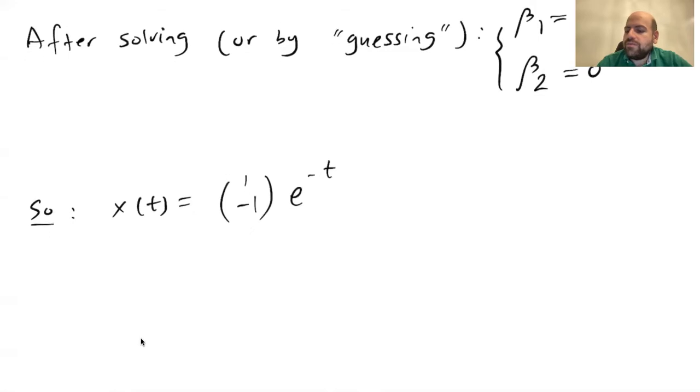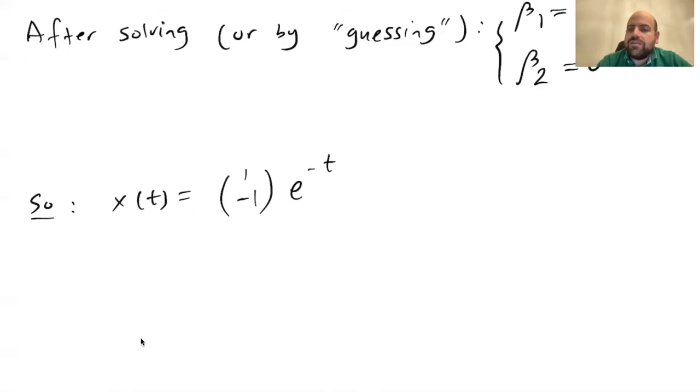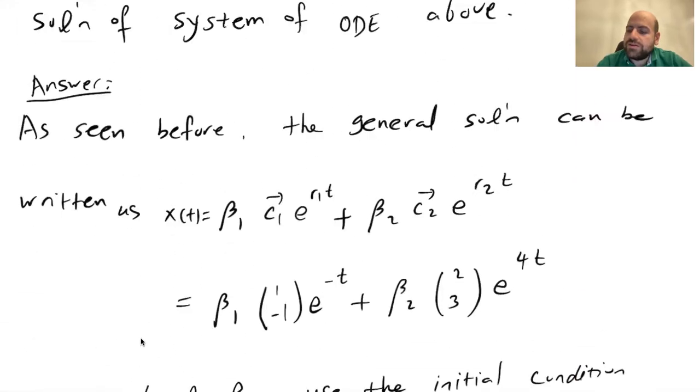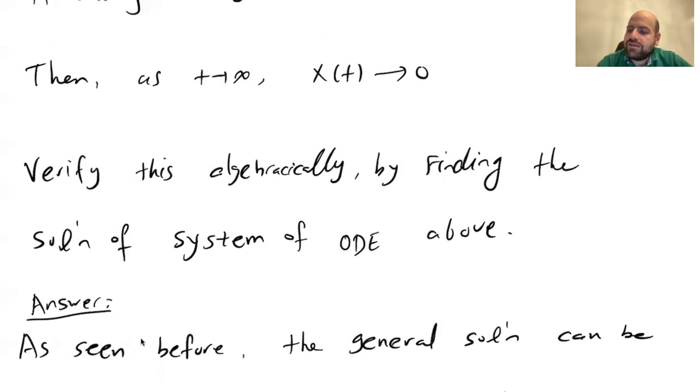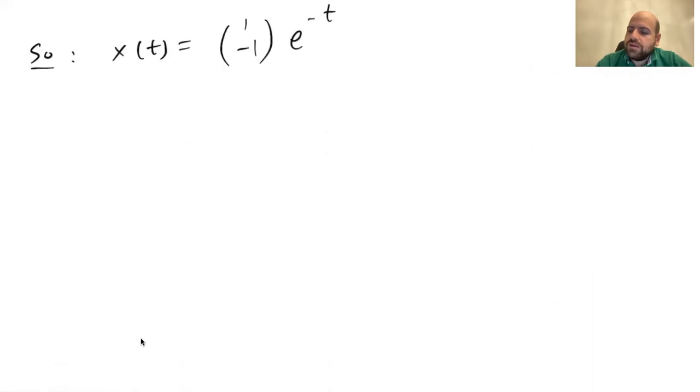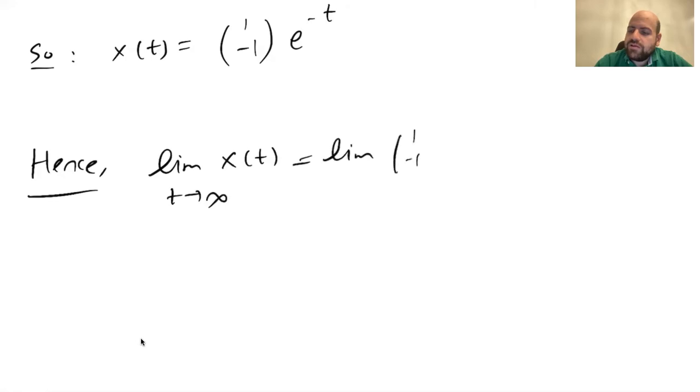And then once I have x of t, I can find the limit of x of t as t goes to infinity. Remember, the question was asking us to verify that the limit of x of t as t goes to infinity is 0. The particle will get closer and closer to the origin as t goes to infinity. So hence we can say that the limit of x of t as t goes to infinity is equal to the limit of 1 and minus 1 times e to the power minus t as t goes to infinity. And e to the power minus infinity is 0, and 0 times anything is 0. So the answer will be 0 and 0.